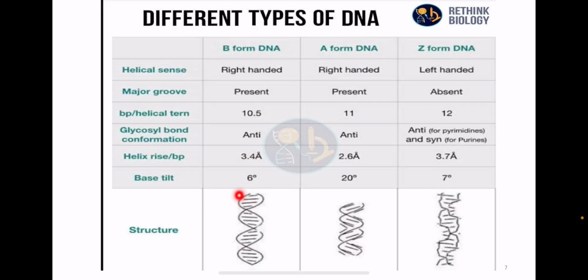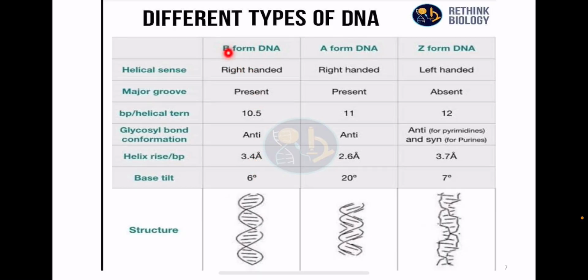Okay, so we are going to find 10.5 base pairs per each helical turn. Okay, and it has anti-glycosyl bond formation, and the helix rise per base pair, it's like the diameter, or how wide each turn is. Okay, this is 3.4 Angstrom. I don't know if that's Angstrom, but I'm saying it's Angstrom.